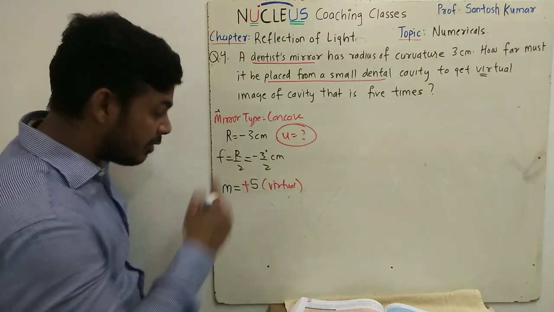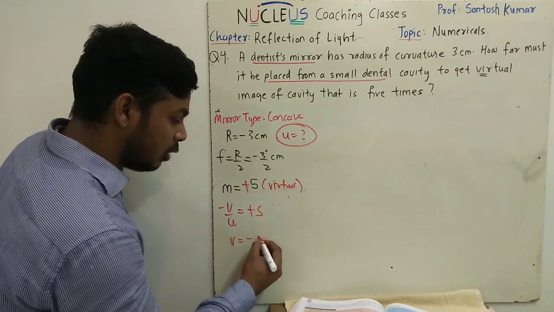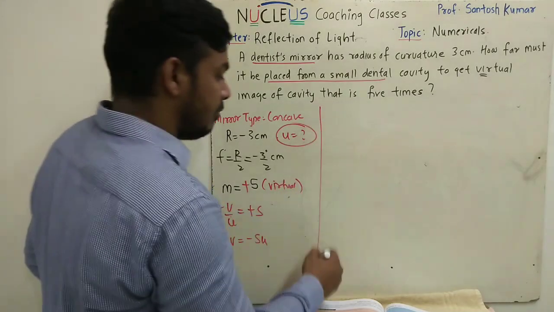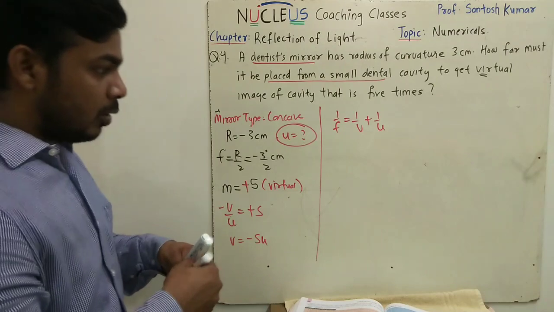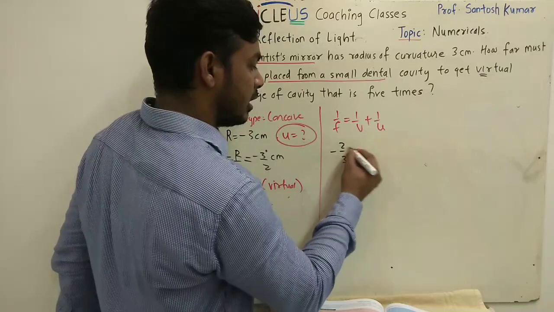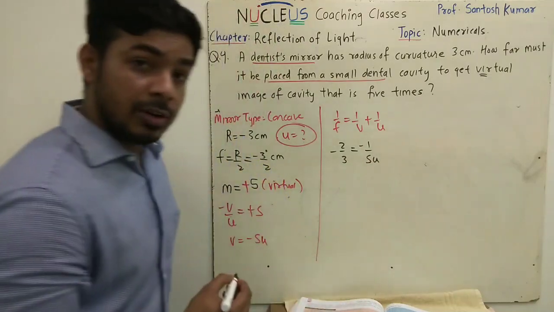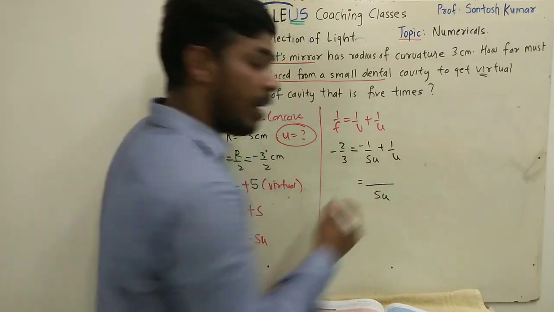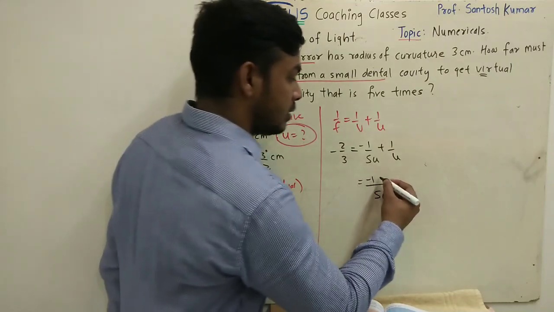So the value of m has been given as +5. Again m is -v/u, which is +5. So come on, tell me, the value of v will be -5u. And if I use the equation 1/f = 1/v + 1/u, substituting the values, where f is -3/2, so 1/f becomes -2/3. And what is v? It is -1/(5u), plus 1/u. I can take the LCM as 5u, so -1, and I multiply by 5 over here, so -1 plus 5.